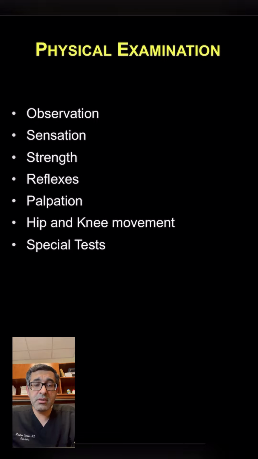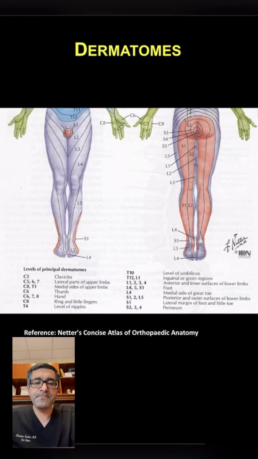Then we also check their strength, their reflexes, palpate the spine, check for hip and knee movement, as well as a quick hip and knee exam to make sure that the problem is not related to a hip or a knee problem. And then finally some special tests that I will go over. So here, as a reminder, are the dermatomes.